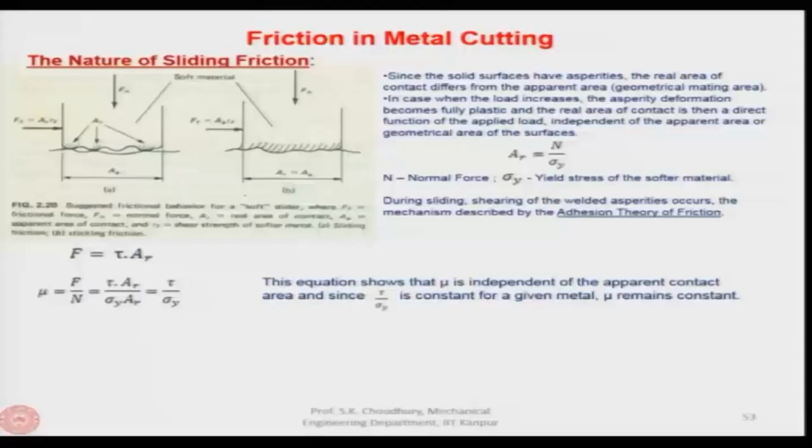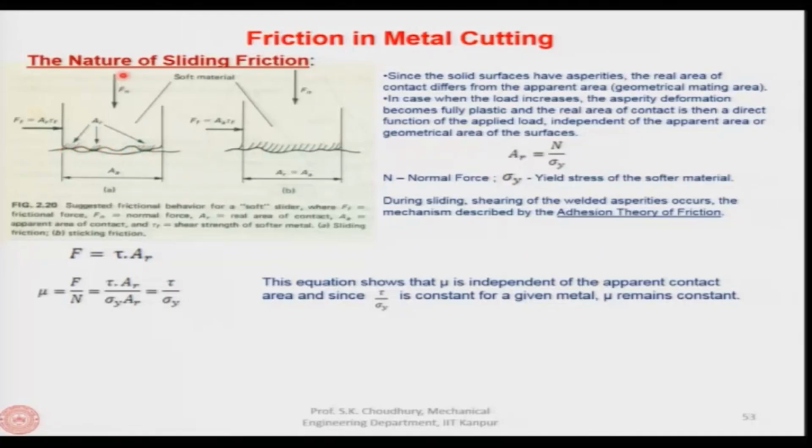Normally they meet on the asperities, and therefore, the real area of contact, which is the area of those asperities on which they are resting, differs from the apparent area. Apparent area is the same as the geometrical area of mating. Now, if we see here in the slide, we have two surfaces which are meeting on the asperities, as I said.